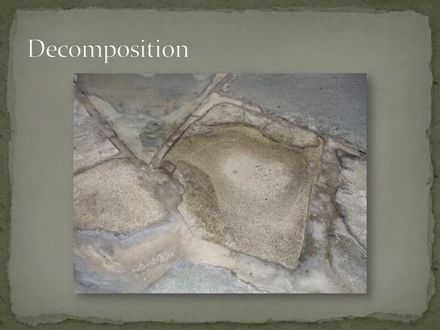This is decomposition. This stone is a mica schist. You can see the center of the largest tile there where it's completely deteriorated and eaten away. You can actually take your fingernail and scratch material, and you could dig a little hole with your fingernail in this tile. It's so bad. Tile has not been sealed in a long time, and it's just deteriorated through neglect.